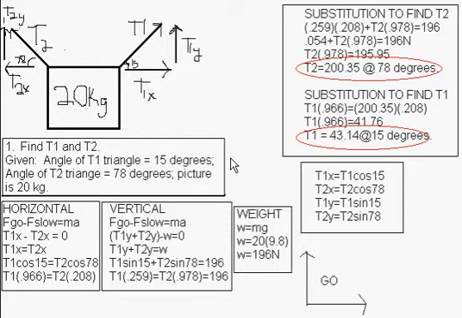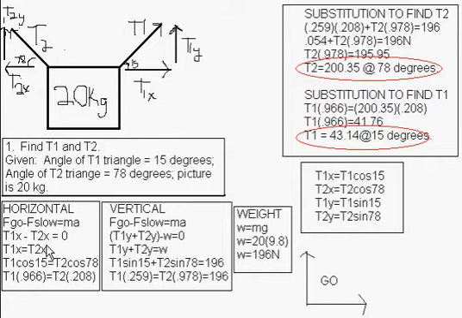When first tackling this problem, you want to look at this box right here. It allows us to fill in our equations later. It tells us that T1x equals T1 cosine 15, T2x equals T2 cosine 78, T1y equals T1 sine 15, T2y equals T2 sine 78.